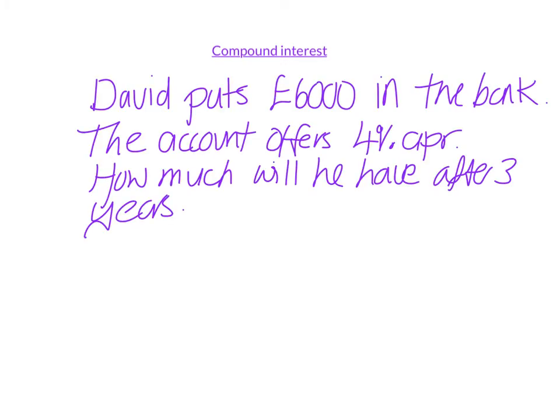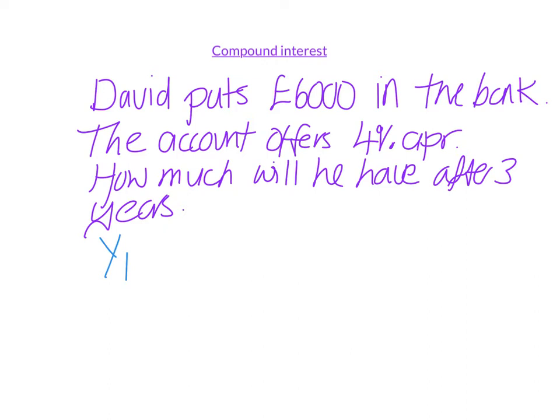Okay, so David puts £6,000 in the bank, and the account that he puts it into offers 4% APR, and that's the annual percentage rate. And we want to calculate how much you'll have after 3 years. So we're going to do this step by step to start with, and then we're going to see if we can find a more efficient method.